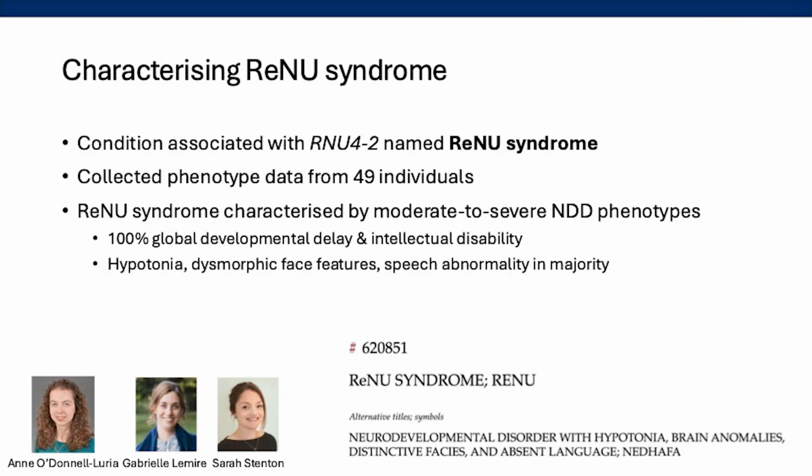Then we went on to characterize what we're now calling ReNU syndrome. We know that the condition associated with RNU4-2 is now named. Initially, we collected phenotype data from 49 individuals, thanks to our collaborators at the Broad Institute. We characterize ReNU syndrome by a moderate to severe NDD phenotype. This is reflected by all individuals being affected by global developmental delay and intellectual disability, and the majority of them having hypertonia, dysmorphic facial features, and speech abnormality.